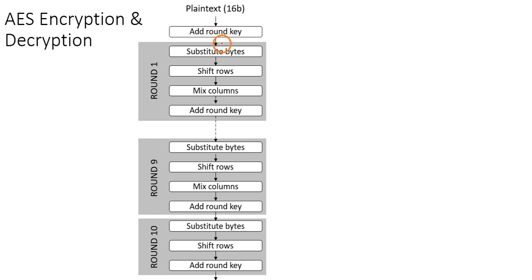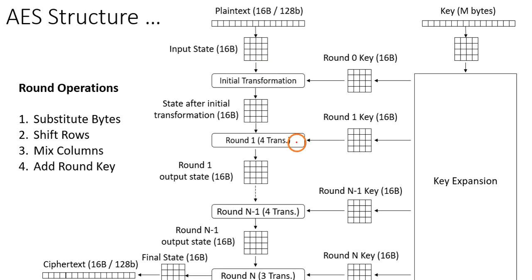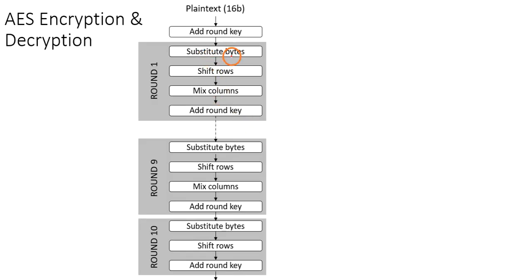Now the output of this initial transformation goes as input to round 1. As I told you, every round has 4 transformations. Not every round, but n minus 1 rounds have 4 transformations. This is the order of transformation: substitute bytes, shift rows, mix columns, and add round key. This happens up to n minus 1 rounds.